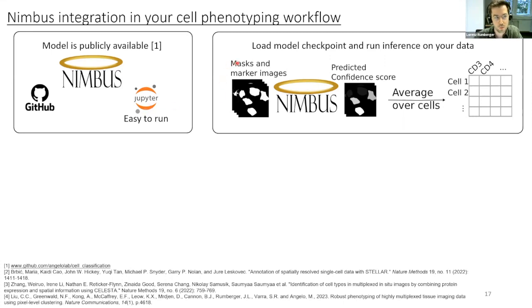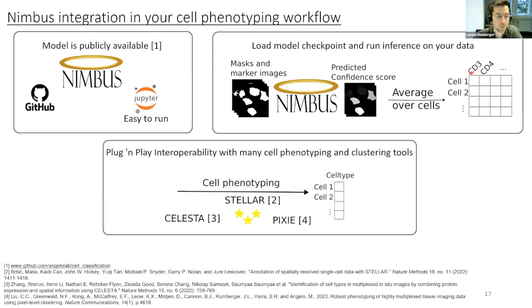You can just load the checkpoint and it should generalize also to your data. And you just need to put in the mask and the marker images, and then you get the predicted confidence scores, which can be averaged over the cells into a cell table. And then the cell table can be plugged into one of the many cell phenotyping platforms that people use, like Stellar or Celesta or Pixie for cell clustering.